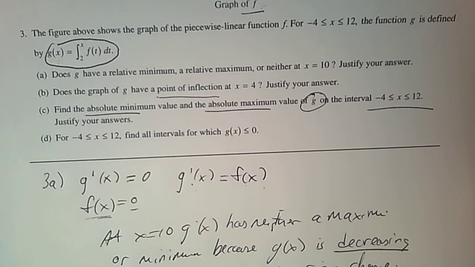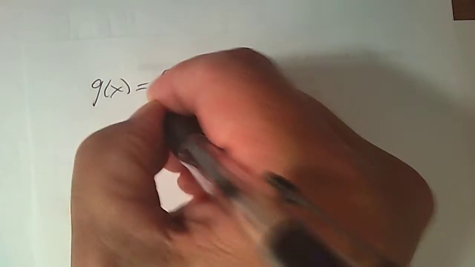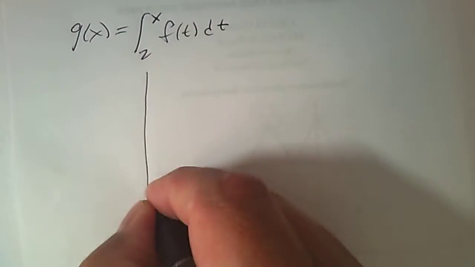What we're going to do is a table of values when we do absolute minimum or maximum. So I'm looking at G at x. I'm going to remind myself it goes from 2 to x of f at t dt. I'm going to remind myself of that, and then I'm going to do a table of values.